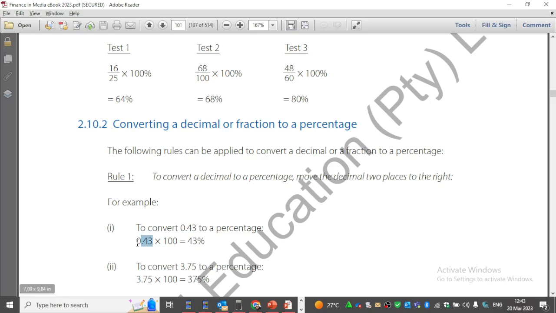Based on this one, since we don't have any value above the ones, we only have values within the tenths and hundredths. So when you take a look at this, we're going to say this is 43 out of 100. That's converting a decimal into a percentage in the simplest format.